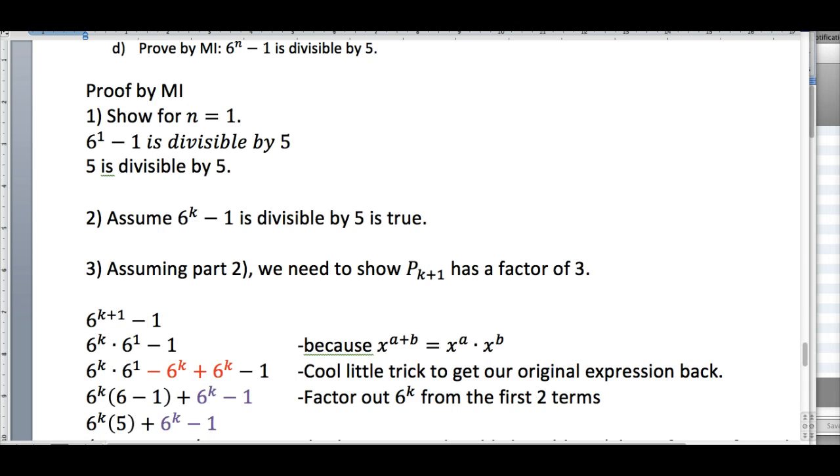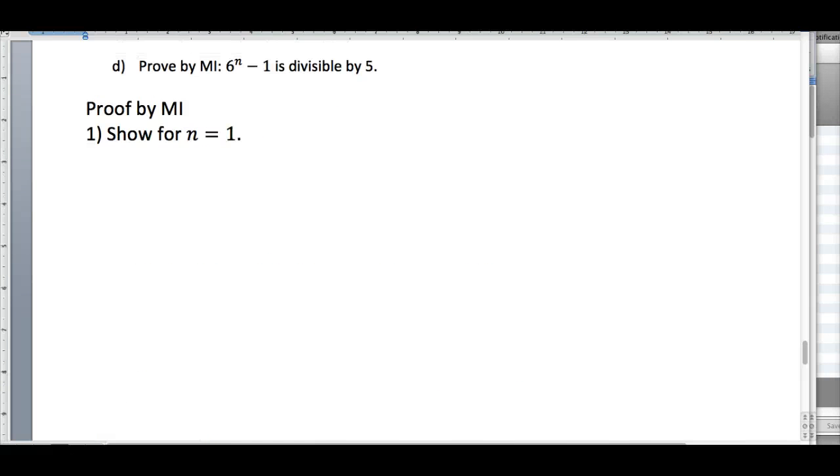Okay, then we're going to do a new example, letter D. I made it disappear there. Okay, so if we want to prove that this exponential, now this exponential has a little trick that we have to do with it that's a little bit different than part C.